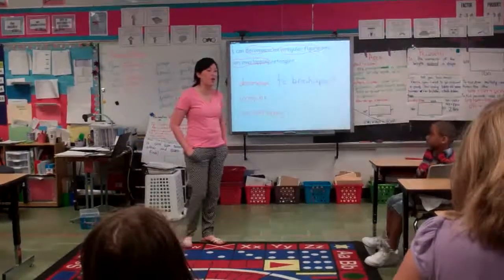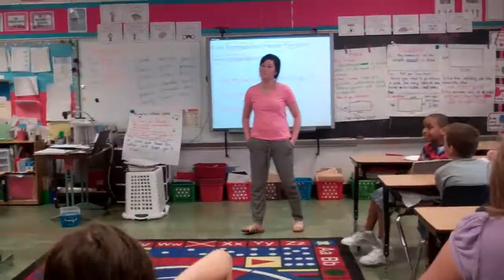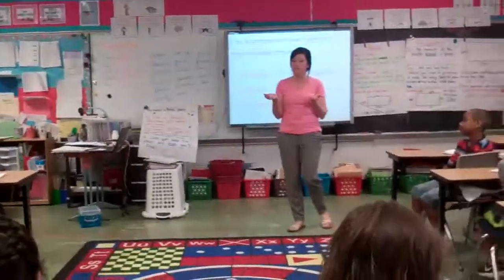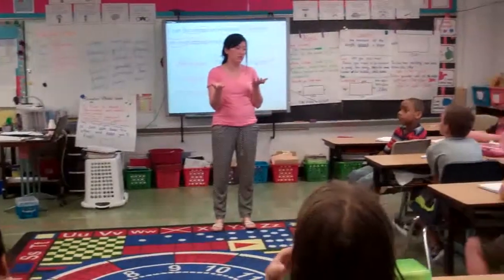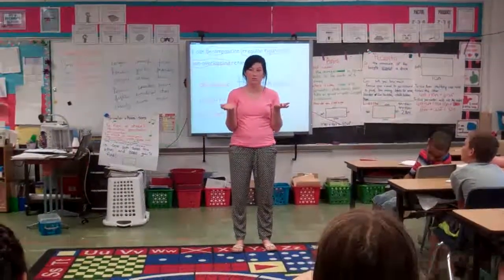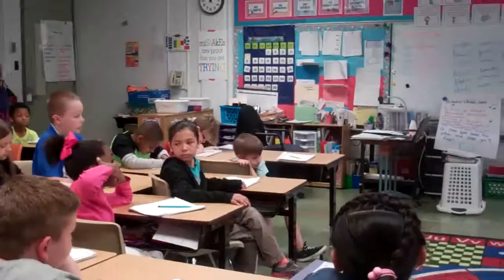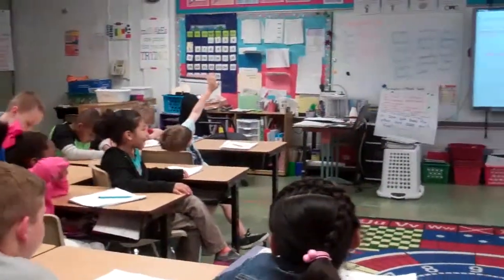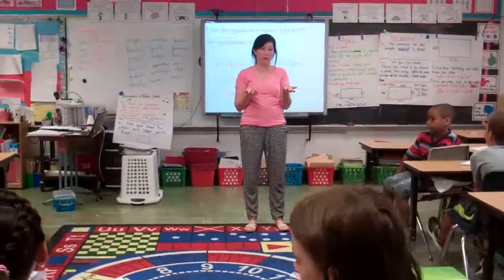What did you come up with for a regular figure? Emma? Something that has equal sides and equal angles. Equal sides, equal angles is a regular figure. So what would an irregular figure be? Kayla? Sabrina? No equal parts. It doesn't have equal sides or equal parts.